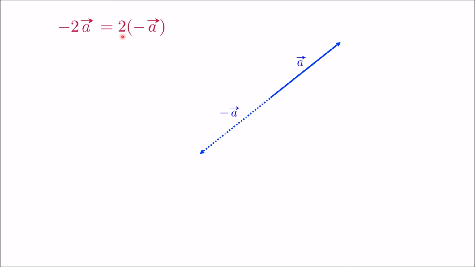And we're multiplying it by a positive scalar of 2. So we're going to scale it and increase its length in the current direction by a factor of 2. So this is the vector negative 2a.